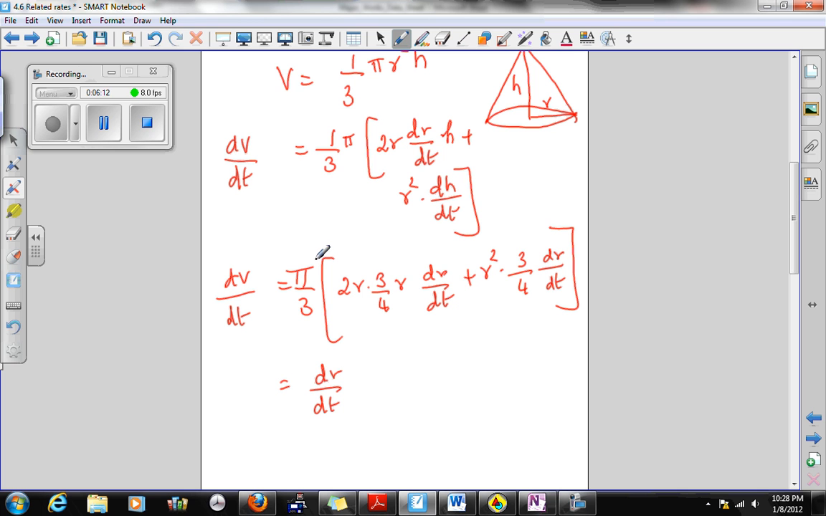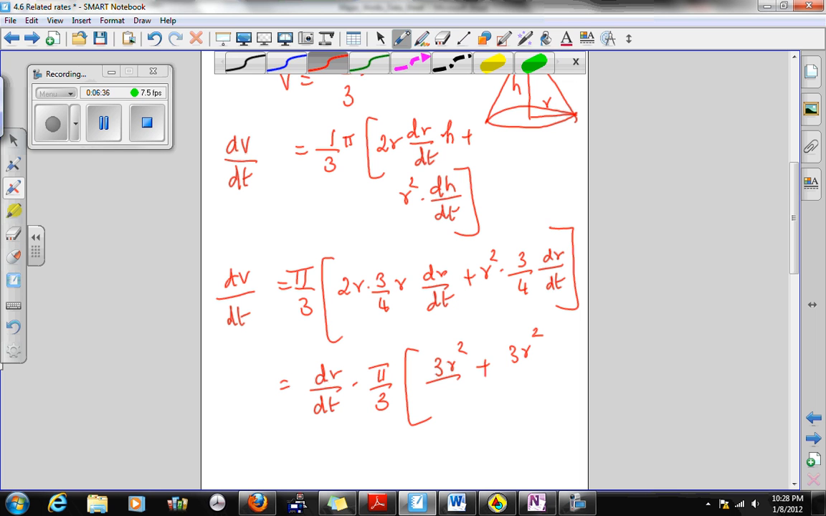I missed out a pi over here, so let me write that down. So we have dr by dt times 5/3 times, in a simpler form, 2r squared times 3 divided by 4, which is 3r squared over 4, plus, sorry, this should be a 2, because you cancel out the 2 with the 4. It should be 3r squared over 2 plus 3r squared over 4.